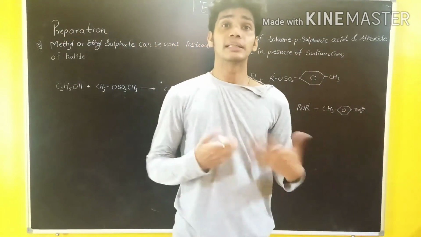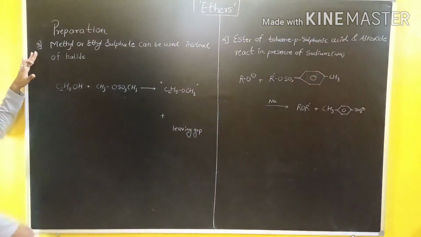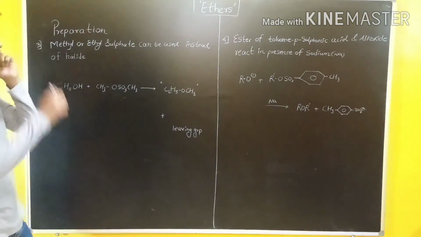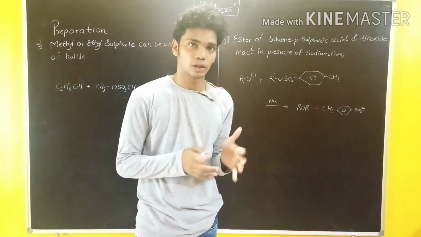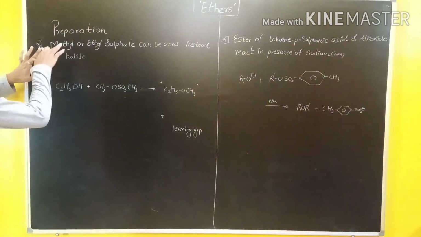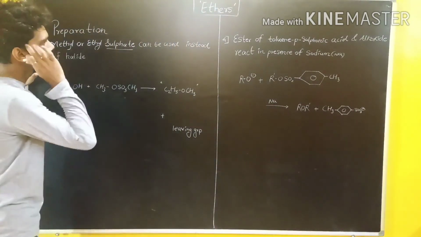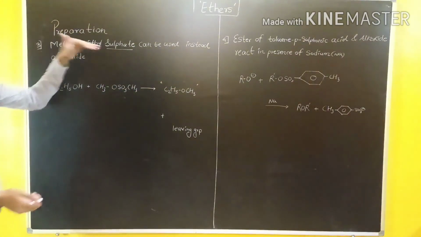Okay, let's move on to the other methods of preparation of ether. In this case, the third method, which we have to study. Earlier we studied the Williamson synthesis, where we use the halides and alkoxide ion. So here some little modifications are there. In this case, methyl or ethyl sulfate can be used instead of the halide. Instead of the halide, we can use methyl or ethyl sulfates.